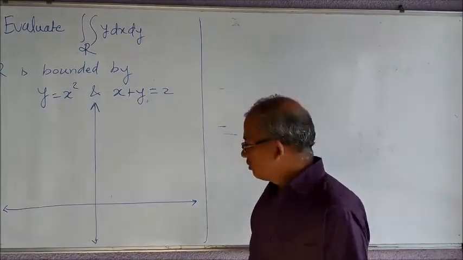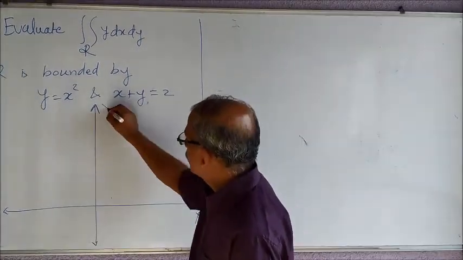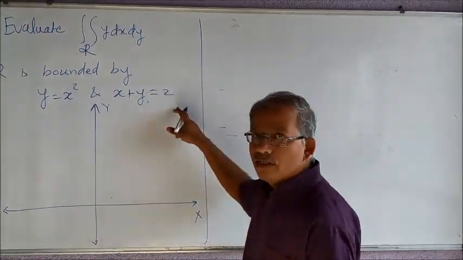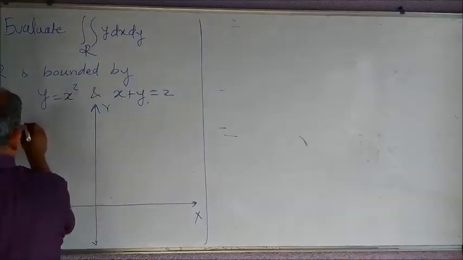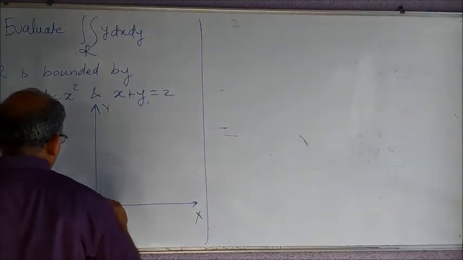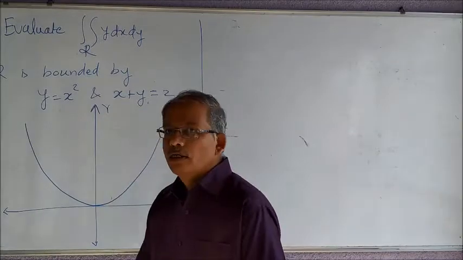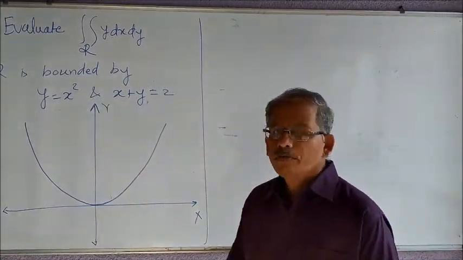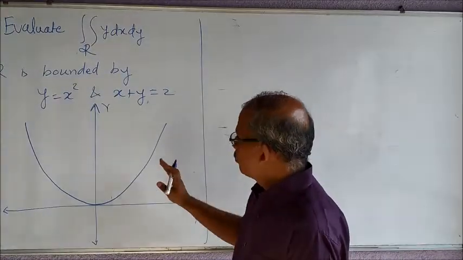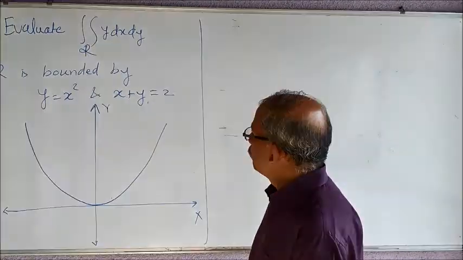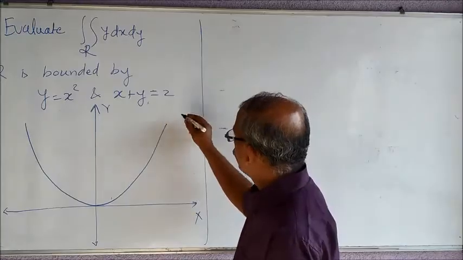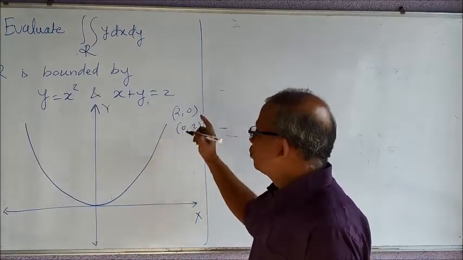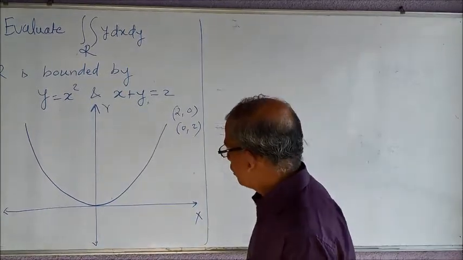So this is our x-axis, y-axis. Now you know that y equal to x square is a parabola of this kind, U shape. Now to find out the points on this line, we will put x equal to 0, so we'll get y equal to 2, and then y equal to 0, so we'll get x equal to 2. So actually 2 comma 0 and 0 comma 2, these 2 points are on the line.